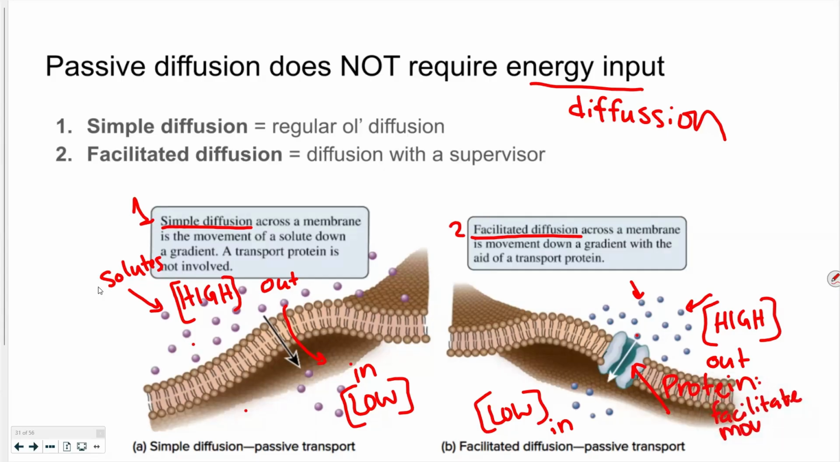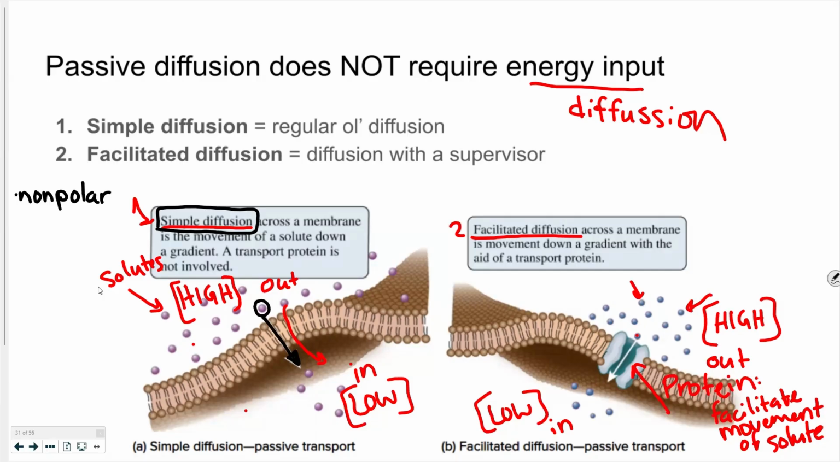It's going to facilitate the movement of the solute. Okay. So let's think back to the types of particles that are able to do passive, or to do simple diffusion. What kinds of particles can do simple diffusion? Okay, in order for a particle to pass through those fatty acids, they have to be nonpolar.